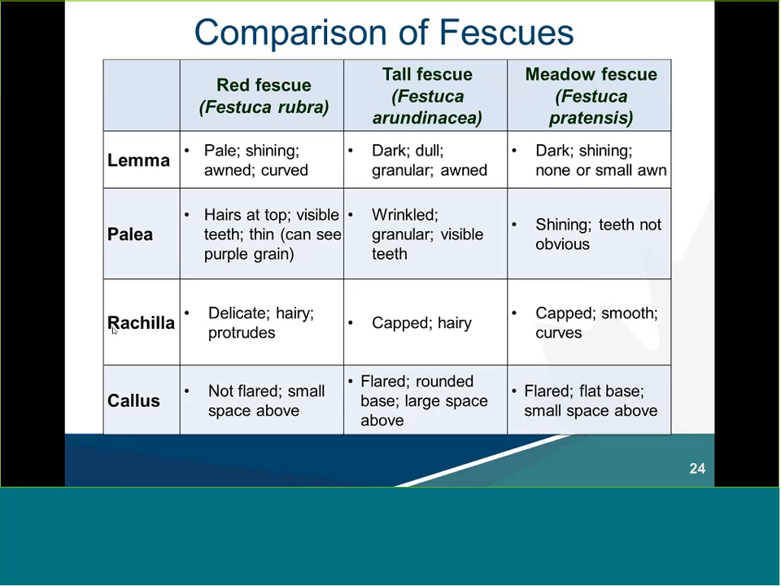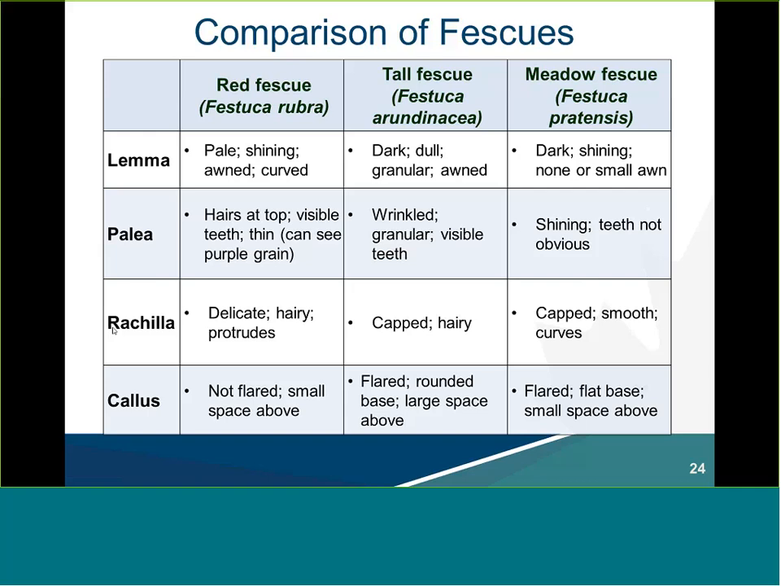Now, on to tall fescue lemma. Dark, dull, thick. If you take a close-up look, you can see all of those tiny little dots, very rough, sandpapery if you touched it with your finger. And it is so granular, is what I call it, like grains of sugar or grains of sand. And it is awned as well at the back.